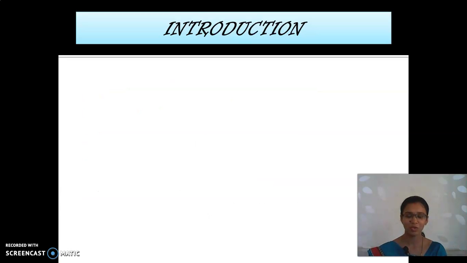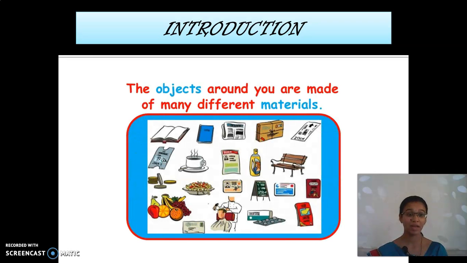Okay. So our surroundings, that is our environment, is made up of a lot of things. A lot of objects. What do you mean by environment? Our surroundings. Our surroundings consist of both living and non-living things. So there are many objects around us. The objects around us are made up of different types of materials.